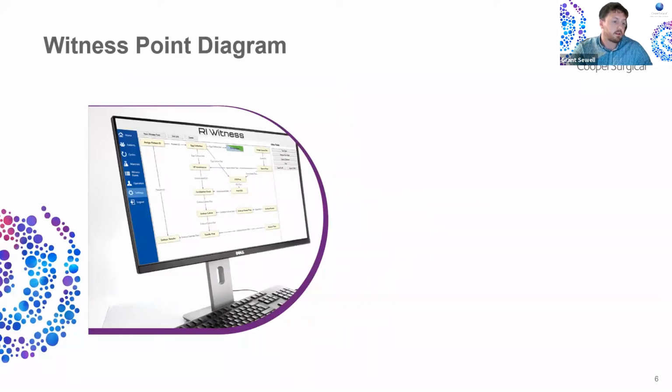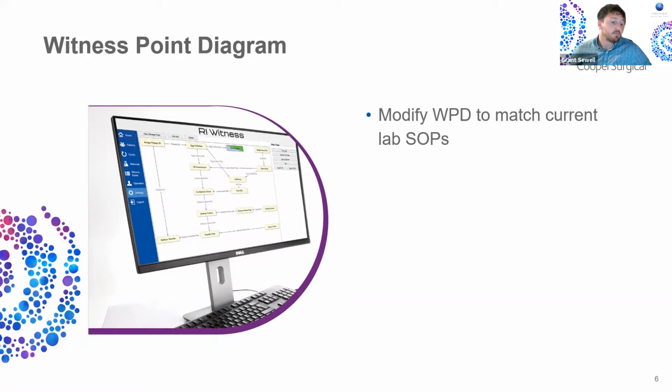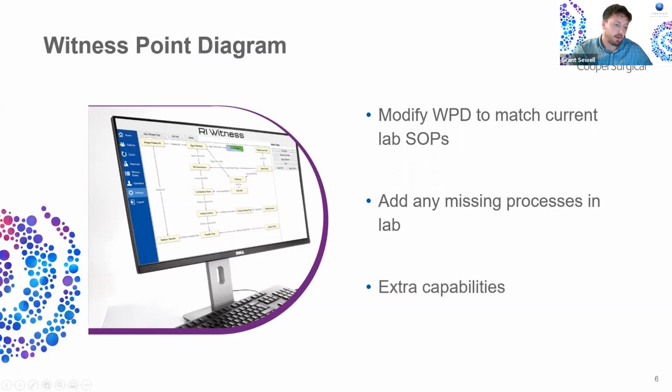So in the next 4 slides, we will gloss over some of the features that you can utilize in Witness. First up is the witness diagram. Some of your lab procedures may have changed over time from when Witness was initially installed. So if you're not totally comfortable with making changes to the diagram, we can make those changes for you during the review or give you the necessary training for you to make those changes afterwards. You can add any missing processes in the lab, such as PGT and biopsy pathways. So add any extra capabilities, linking towards the new RI Witness version 4 with draft to publish diagrams.